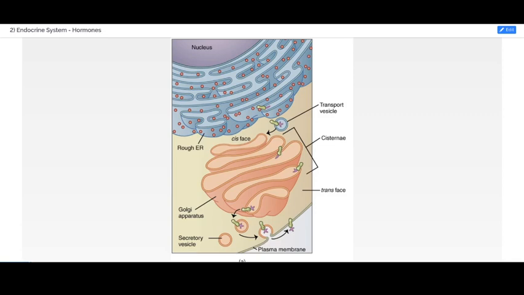Now, in this picture, again, from just the cell biology chapter, what it's representing is a membrane-bound protein, which might be a receptor protein or something to that effect. But really for hormones, it's going to be releasing that molecule into the space. It won't remain attached to the cell membrane.